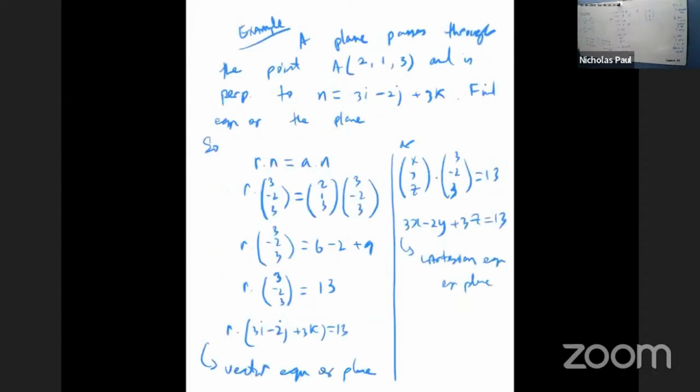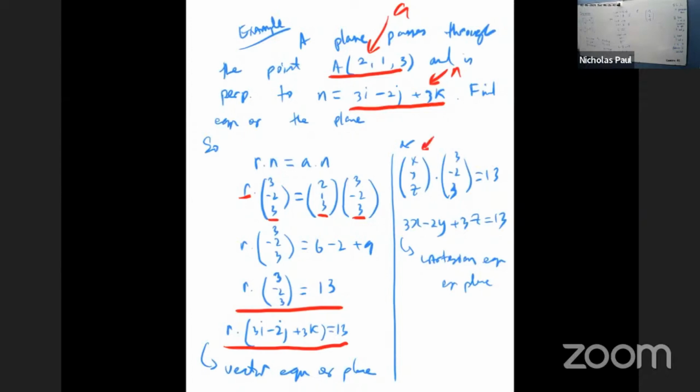All right? Watch a small example here. If I give you a point on the plane, 2 and 3, and it's perpendicular, this is your A, and this is your N. You want to find the equation of the plane, right? All you're doing is you're multiplying R by N, A by N, and you end up with something looking like this. This here is the vector equation of the plane. To convert it to Cartesian, just multiply x, y, z by that, and that's it.